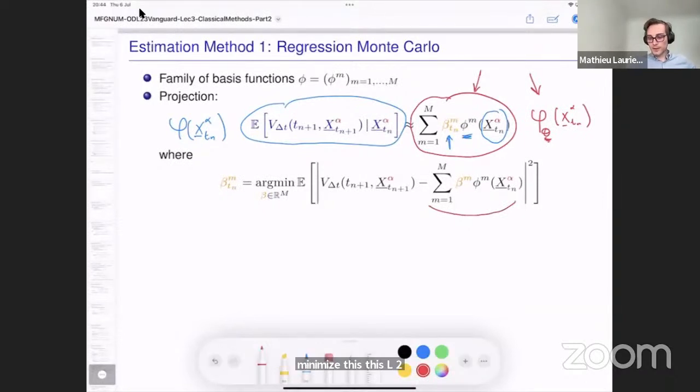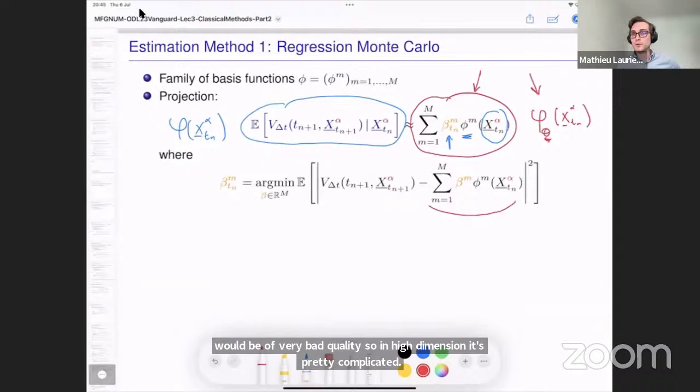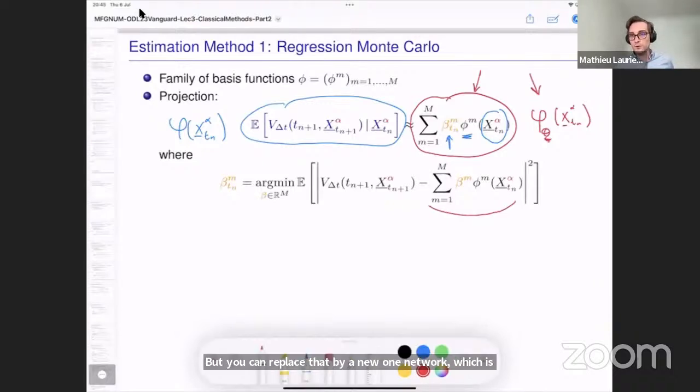I will come back to this a bit later when we discuss neural networks, but it's a very simple idea. You see this method, backward dynamic programming, conditional expectation estimated by projection on a set of basis functions, because conditional expectation is an L2 projection. And instead of using basis functions, which are usually hard to choose if you don't know the solution, and if you take too many of them, it would be very expensive to do the projection, and if you take too few of them, the projection will be of very bad quality, so in high dimension it's pretty complicated, you can replace that by a neural network, which is a parameterized function of your current state.